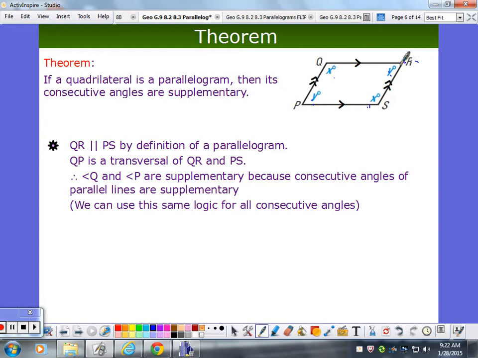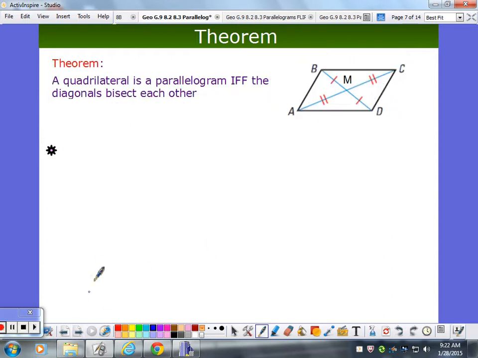So if I kind of extend these lines, here's parallel lines, right? And this could be the transversal, and we have a theorem that consecutive angles of parallel lines are supplementary. So that's all that's going on here. Because everything is parallel, you can think of the other line as the transversal, so they have to be supplementary. So this was kind of, I think, an easier one to see. Yes? Do we agree? Yeah. Yes. Okay.